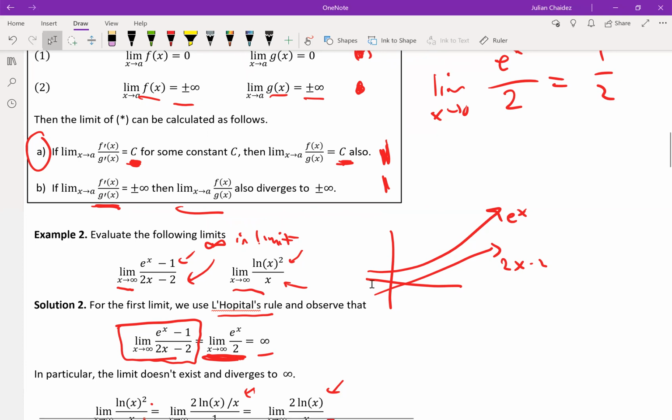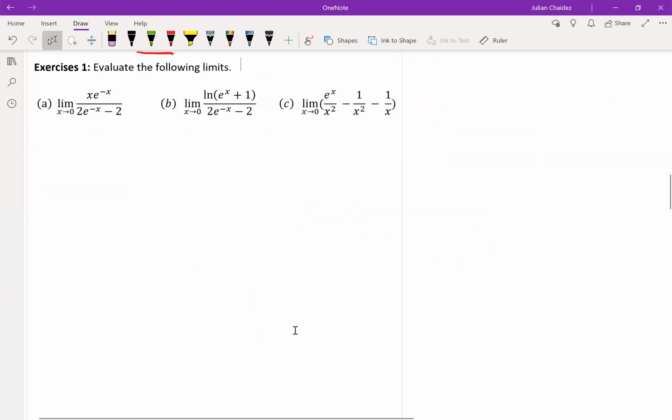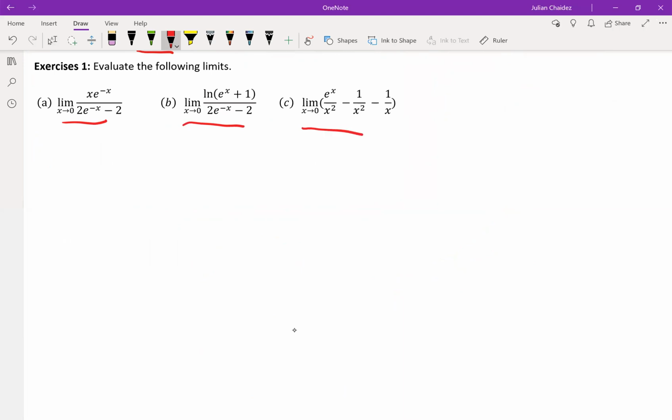All right, so if there are no questions, I will ask you guys to give these exercises a shot. Please evaluate each of these limits using L'Hopital. They're all of the x goes to 0 variety, so relatively simple ones. I'll give you guys about 15 minutes to do these, so I'll give you until 4:10, and then I'll go over the solutions.